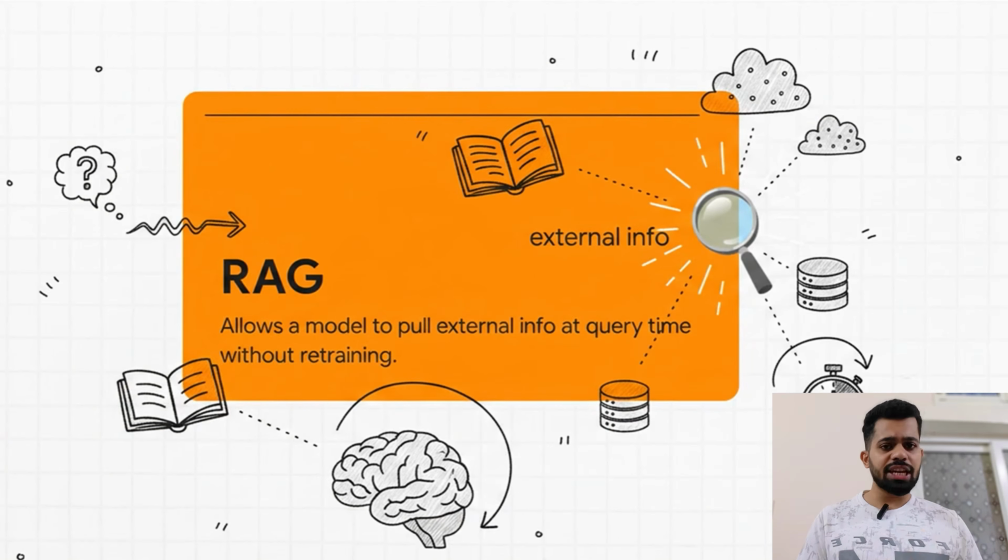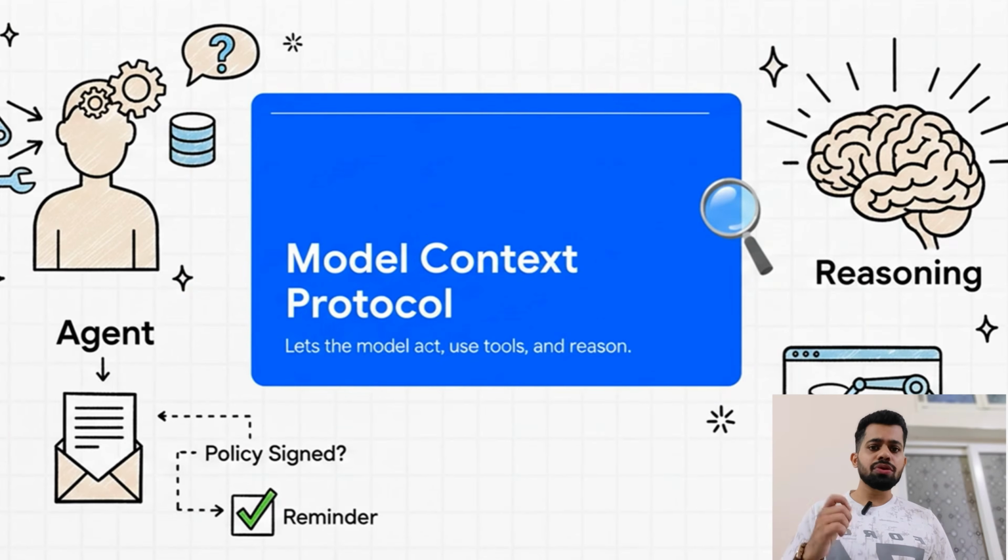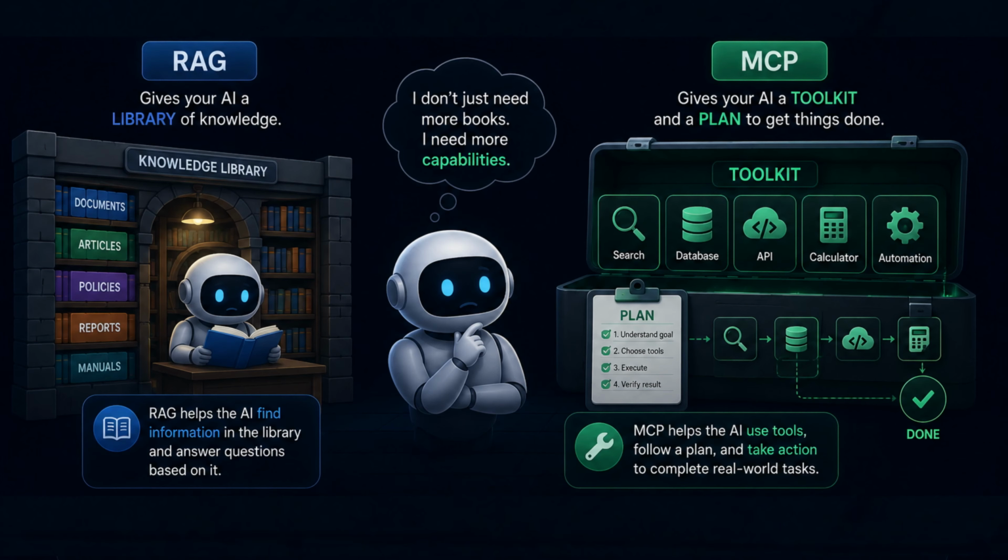Retrieval Augmented Generation, that is RAG, which lets the model read external information. And second is agent-based systems using the Model Context Protocol, which lets the model act, use tools and reason step by step. Think of it in this way. RAG is about giving your AI a library, but MCP is about giving your AI a toolkit and a plan.